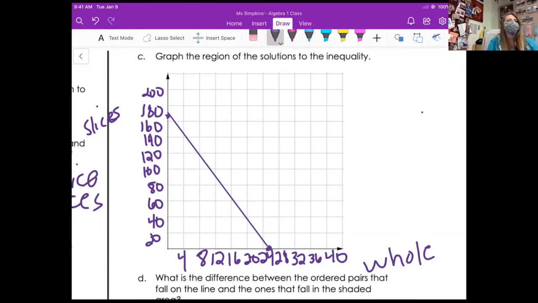Why is this graph only in the first quadrant? The graph we made before, we used all 4 quadrants, the whole graph. Why is this graph only in the first one?